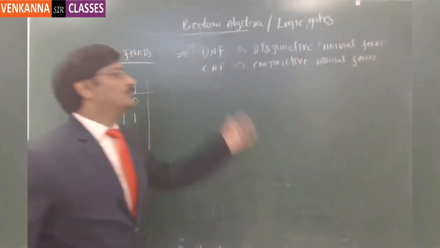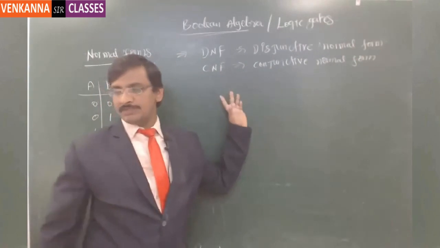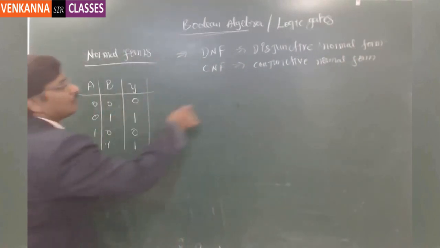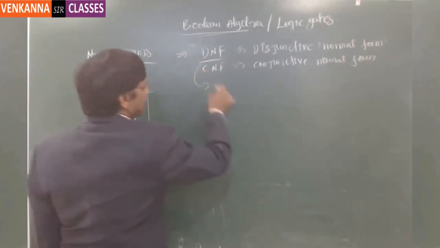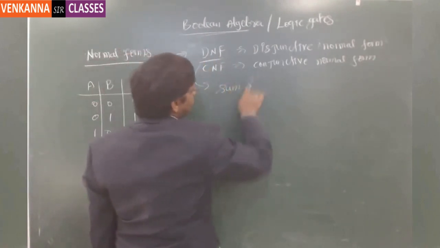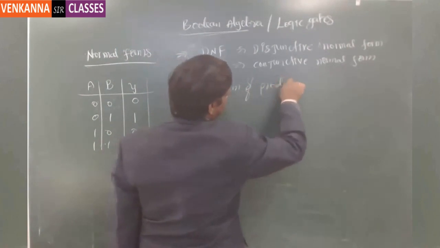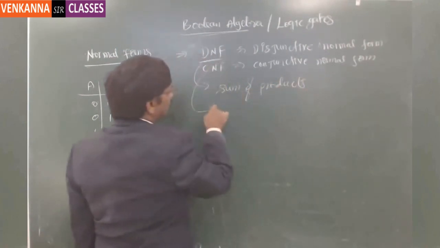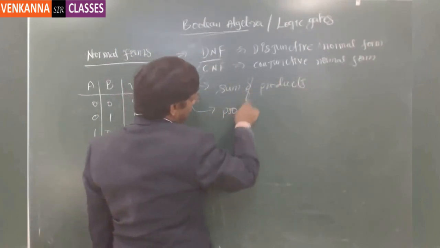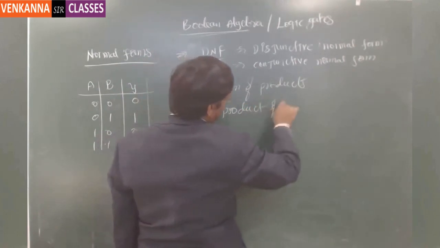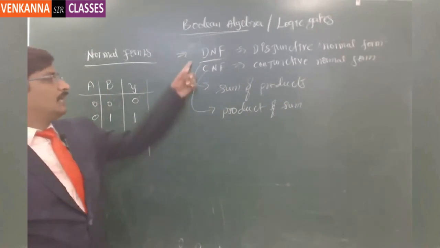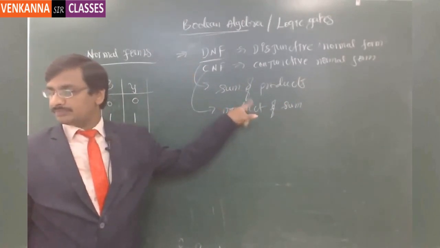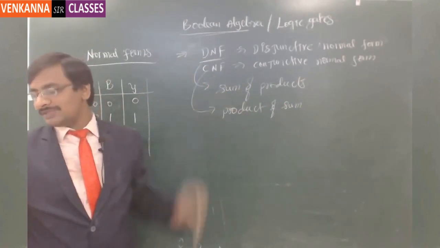So don't get confused with these terms. These are very, very simple terms. See this, here DNF means sum of products, and this is called product of sums. So DNF is called the sum of products and CNF is called the product of sums.